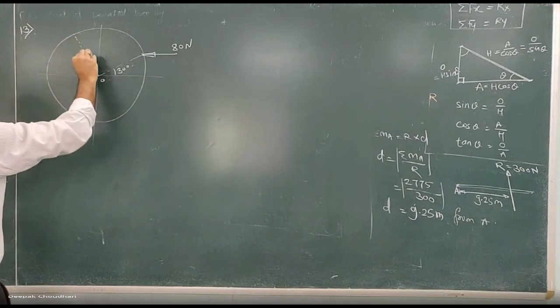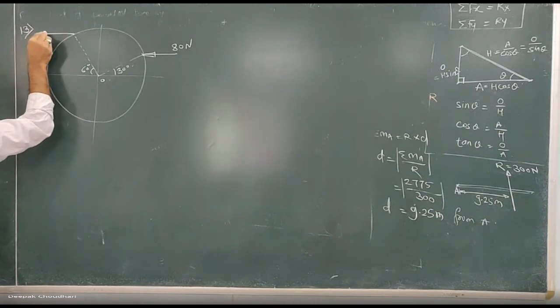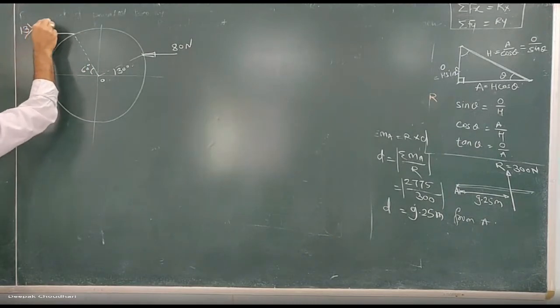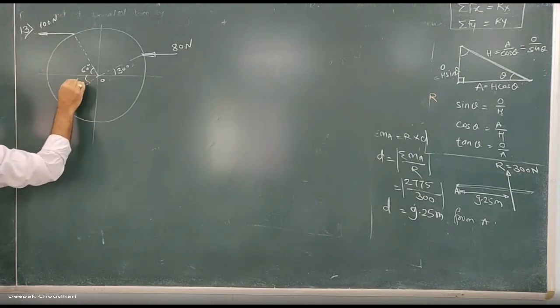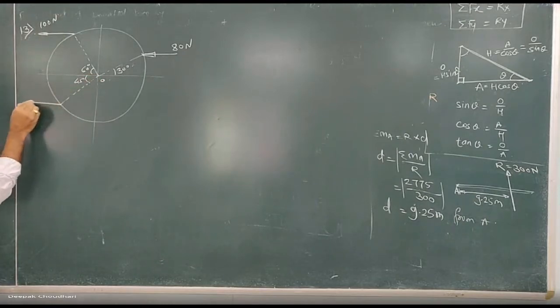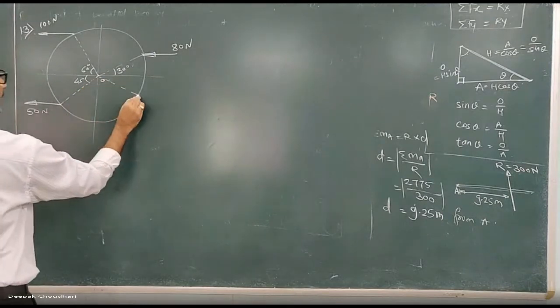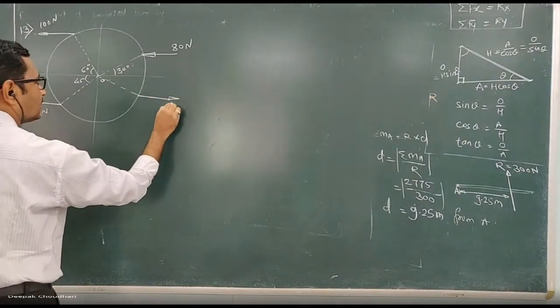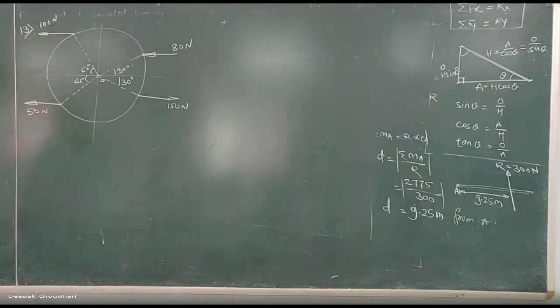Here this radial line is inclined at an angle of 60 degrees, and on this point on the rim one force is acting towards left, its magnitude is 100 Newton. This angle is 45 degrees and this force is acting towards left, 50 Newton, and here again 30 degrees, 150 Newton. This angle is 30 degrees. So these four forces are acting on this circular body. Determine the resultant and locate its position with respect to O.